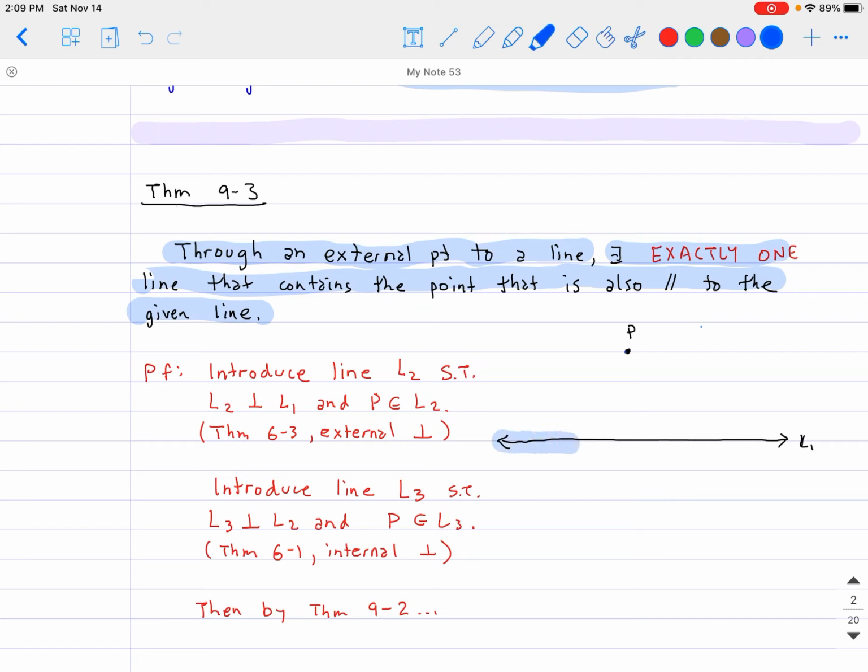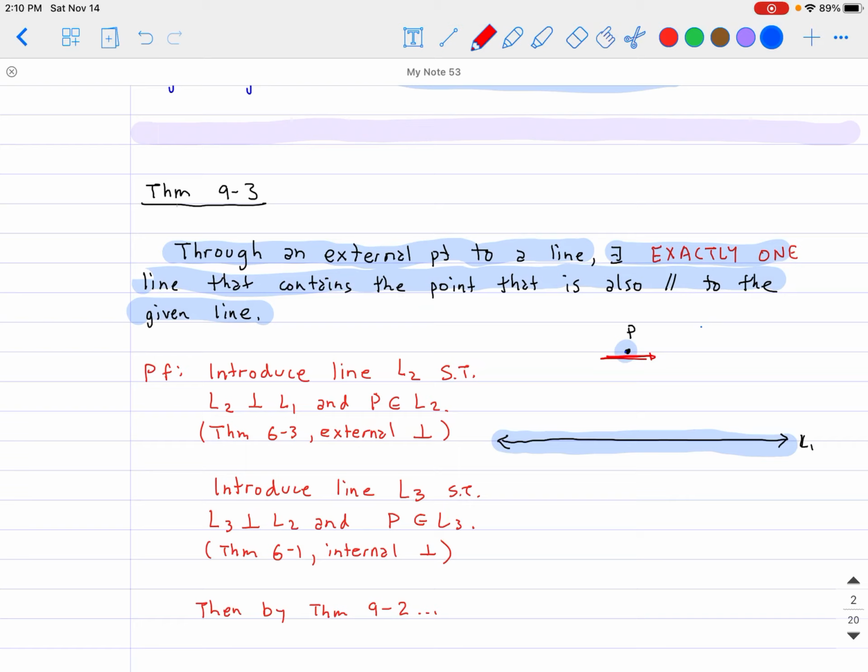You have a line over here, which we're going to call L1. You have an external point, which is going to be P. What this theorem says is that there is exactly one line that is going to be containing P, and it's going to be parallel to L1. So that is going to be our picture. Back in chapter 6, we proved something similar in the sense that through an external point, there exists exactly one perpendicular. Well, in this case, there's also going to be one parallel.